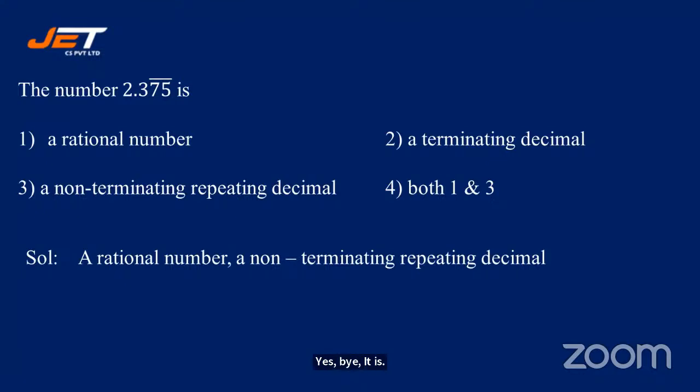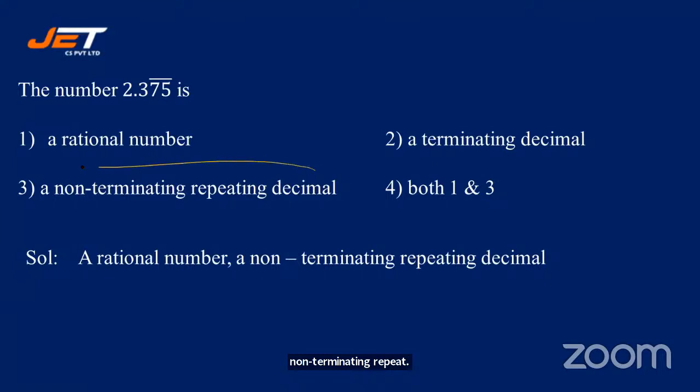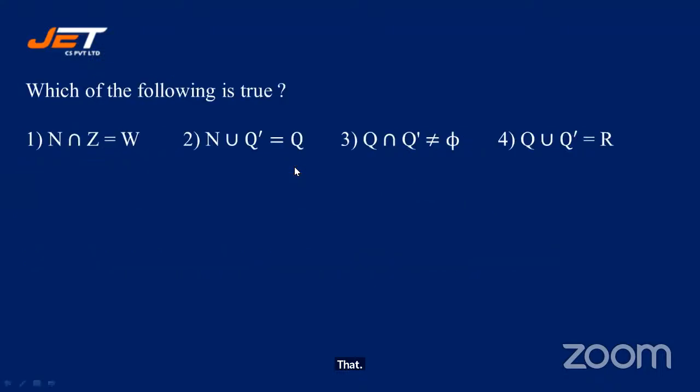It is option 3, a rational number, a non-terminating repeating decimal. Okay. So what is it? A non-terminating repeating decimal. All right. See the next question. Which of the following is true?